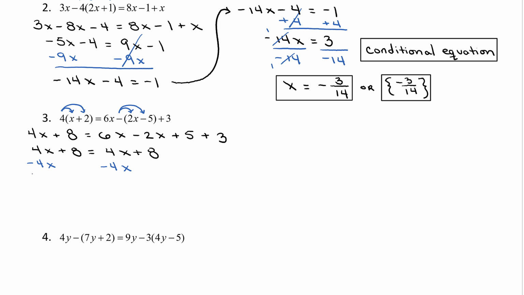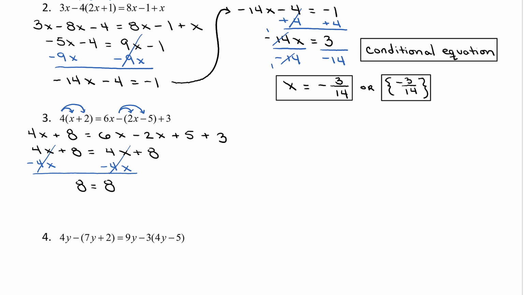I'm going to subtract 4x from both sides of my equation in an attempt to get all my x terms to one side. But if you notice here, all of my x terms cancel out. And I'm left with 8 equals 8. At this point, you need to ask yourself, are you left with a true statement or a false statement? 8 equal to 8 is a true statement.